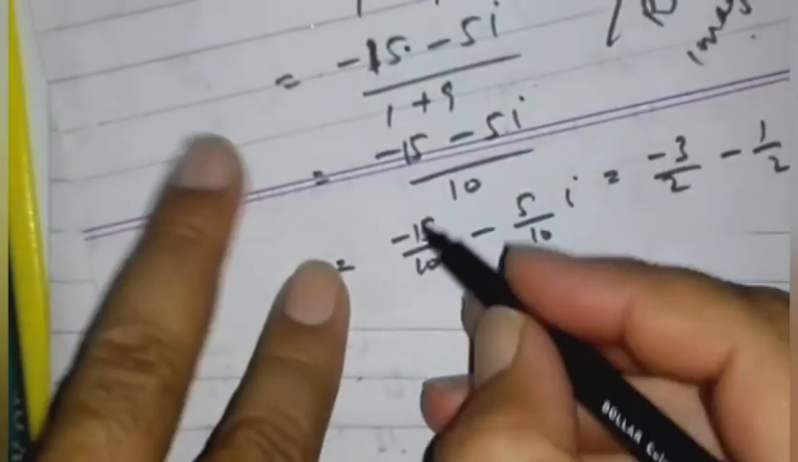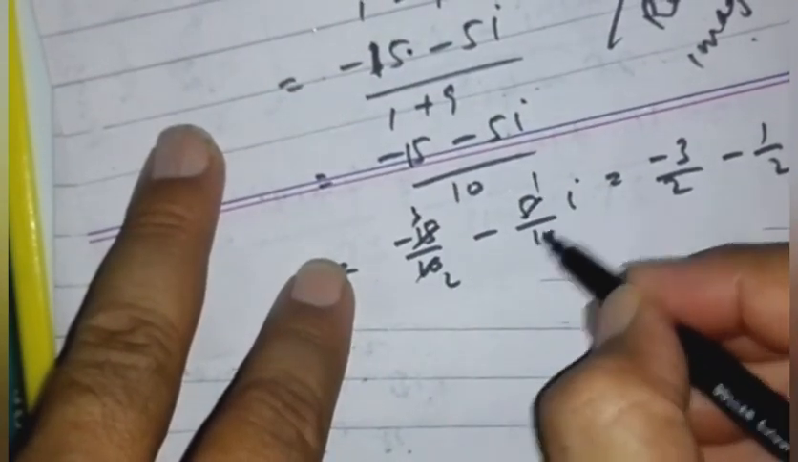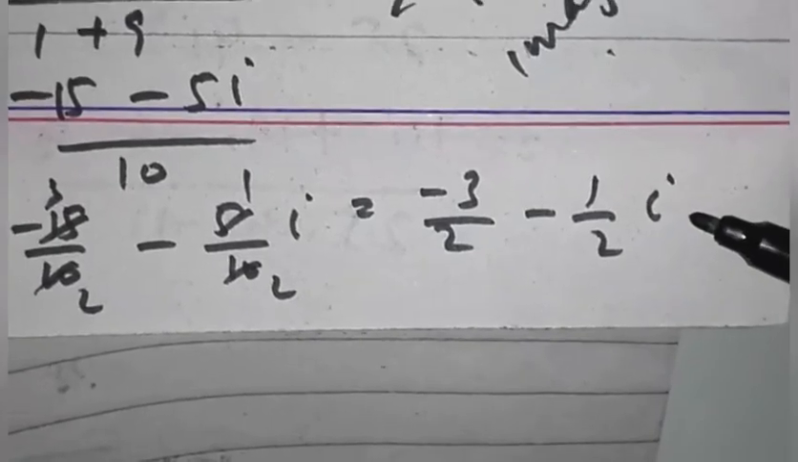So we can cancel these two, like 5 3s are 15 and 5 2s are 10. Here 5 1s are 5 and 5 2s are 10. So what we get? Minus 3 by 2 minus 1 by 2 iota. So the real part is minus 3 by 2 and the imaginary part is minus 1 by 2. Part third is your homework. Try it by yourself.